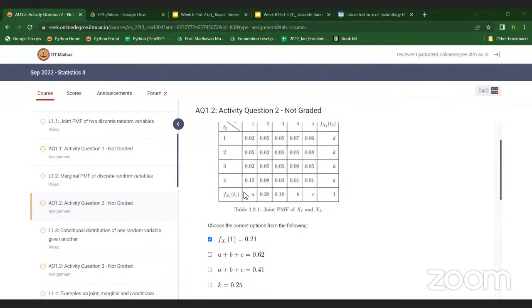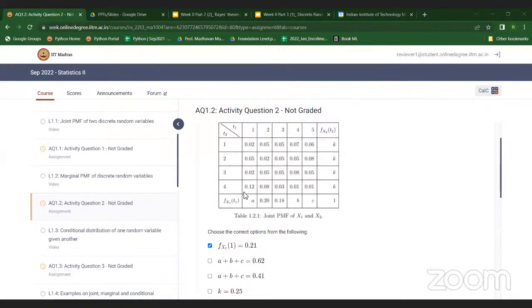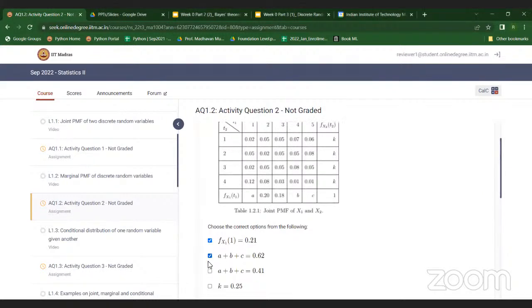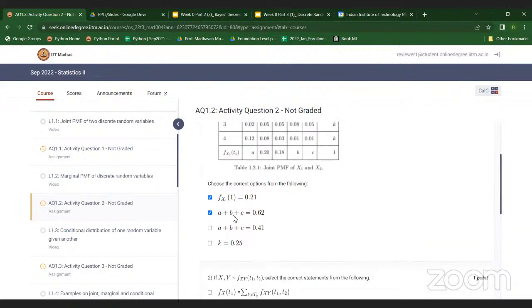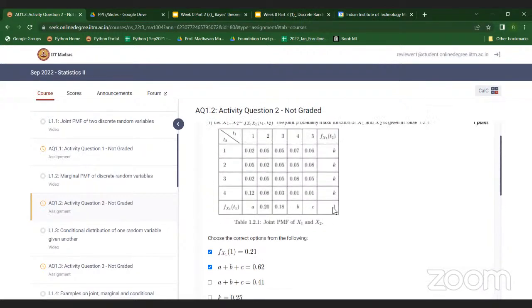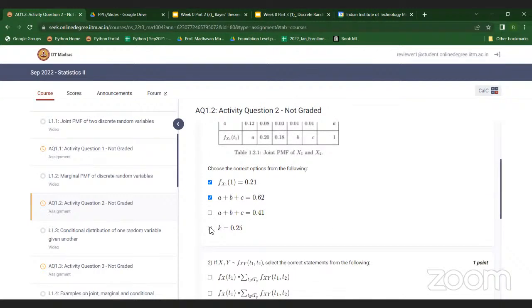A plus B plus C equals to 0.62. We know that the sum of probabilities of a random variable should be equal to 1, right? So yes, A plus 0.2 plus 0.18 plus B plus C should be equal to 1, which gives A plus B plus C as 1 minus 0.38, which is going to be 0.62. If B is correct, then C can't be correct. They're asking for the K value. 4K equals to 1, which gives K as 0.25. Okay, first problem is all right.